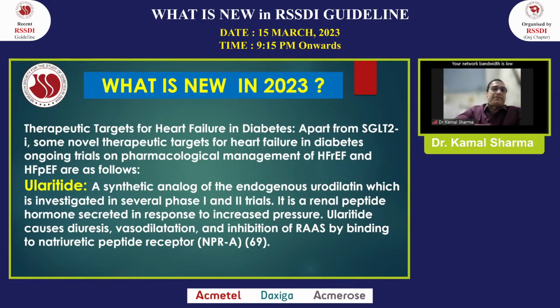The therapeutic targets in diabetes, apart from SGLT2, now include novel targets in ongoing trials for patients with heart failure with reduced as well as preserved ejection fraction, which includes ularitide, a synthetic analog of urodilatin, which is investigated already in phase 1 and 2. It's a renal peptide which causes diuresis, vasodilatation, and inhibits the RAS by binding to the natriuretic peptide receptor NPR-A. Though this has not been shown yet to be superior, it is an additional pathway which can be targeted in patients with heart failure and is being evaluated in phase 3 trials. Next slide.